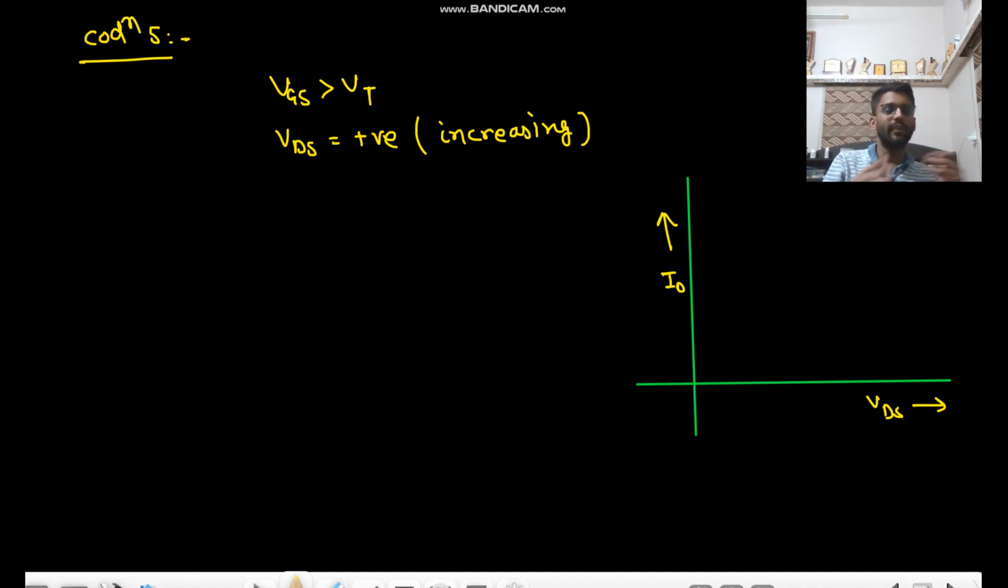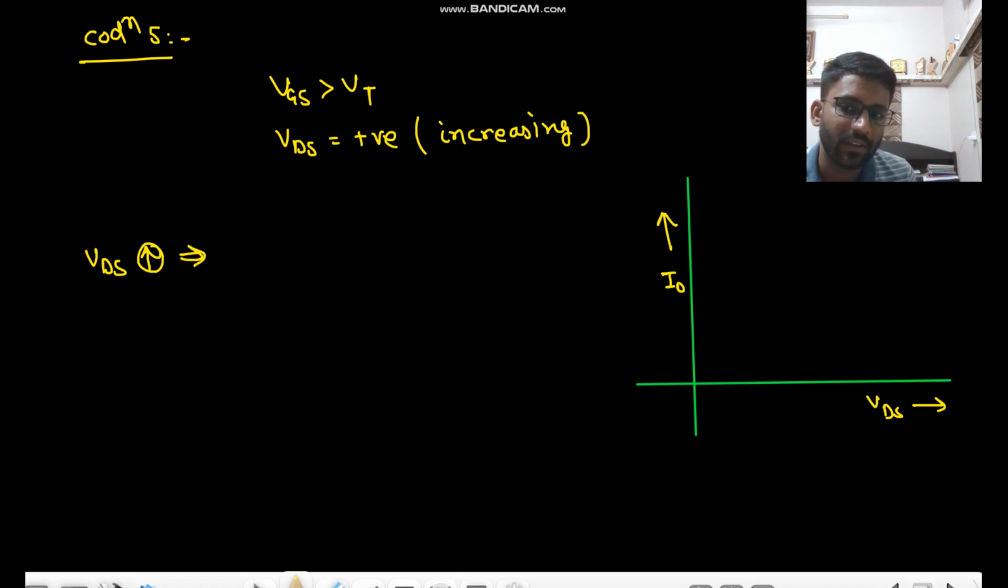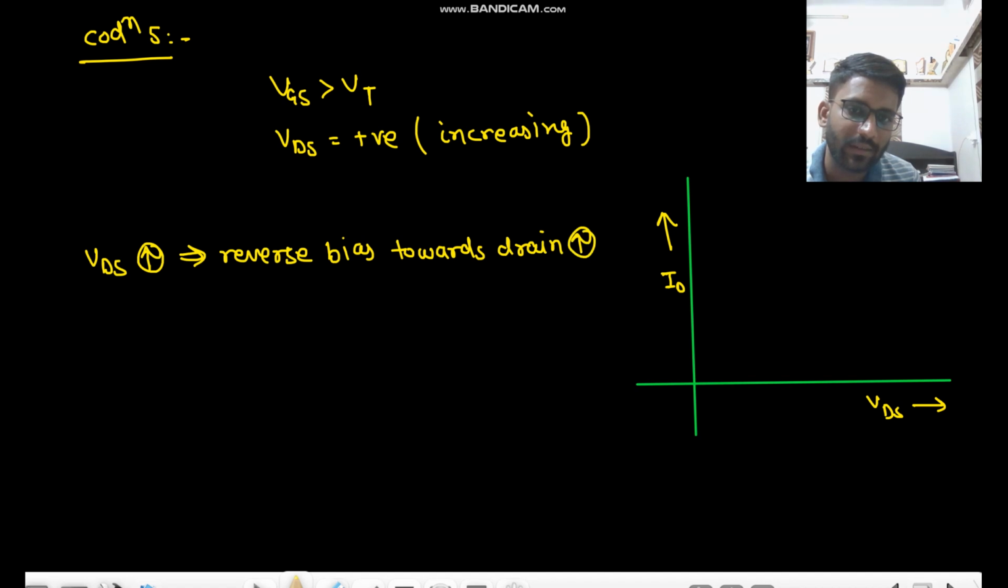Okay, now what we will do, VGS is greater than VT now, VGS is positive, VGS is greater than VT. Now what we will do, we will increase the VDS. Okay, if VDS is increased, this concept we have already seen. Reverse bias towards drain will increase, right? Reverse bias towards drain will increase.